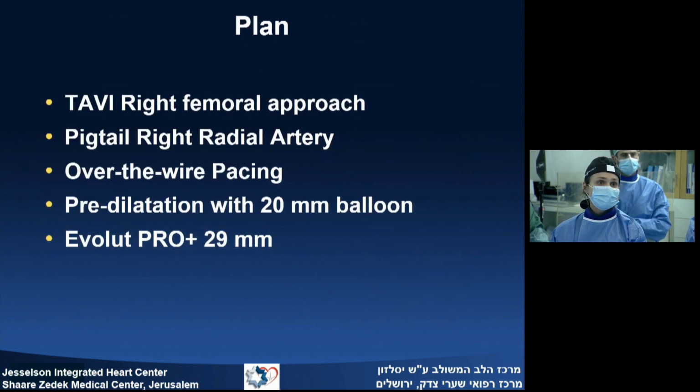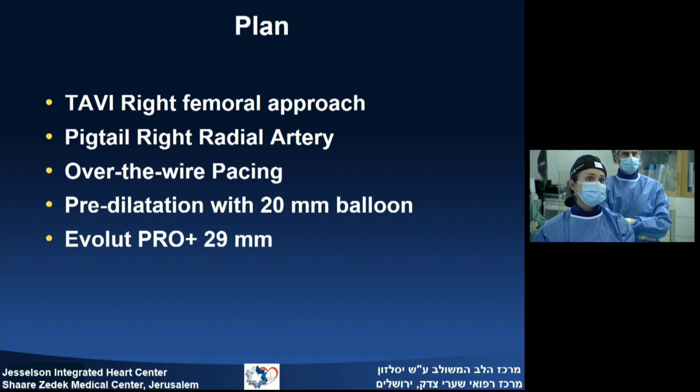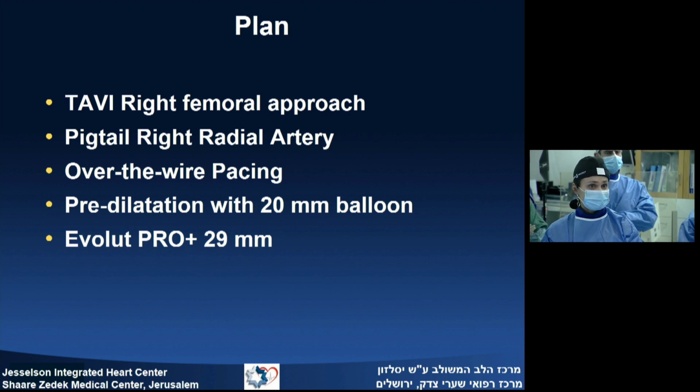Next slide. So our plan is to perform TAVI from the right femoral artery and to place a pigtail from the right radial artery. We're going to use over-the-wire pacing to perform predilatation with a 20 millimeter balloon. And we will discuss implantation of Evolut PRO+ 29 millimeter.